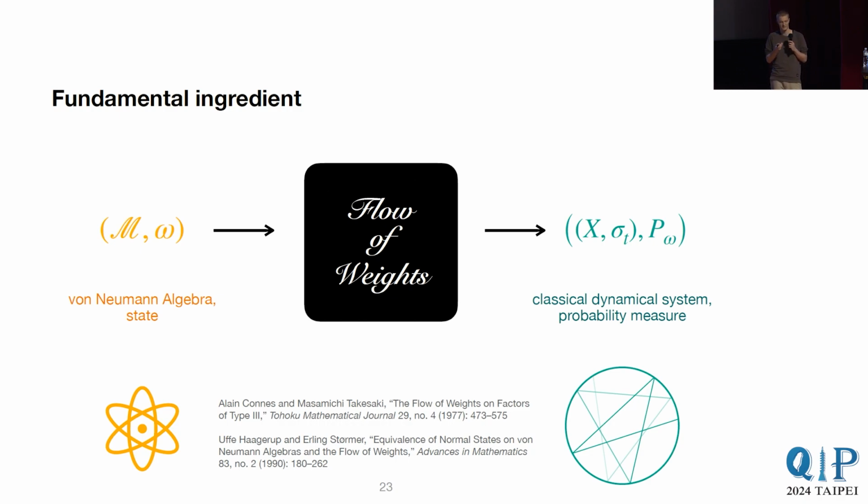And we have that type 3 lambda factors, for instance, are precisely those where the flow of weights is a periodic classical system. And in addition to this flow of weights, due to Connes and Takesaki, we will use a refinement of it by Haagerup and Størmer, which associates to a state on a factor a probability measure on this classical dynamical system, so a classical state. And we'll call this classical state the spectral state, because it captures the spectral information. And this will be our tool to get the results in the table.